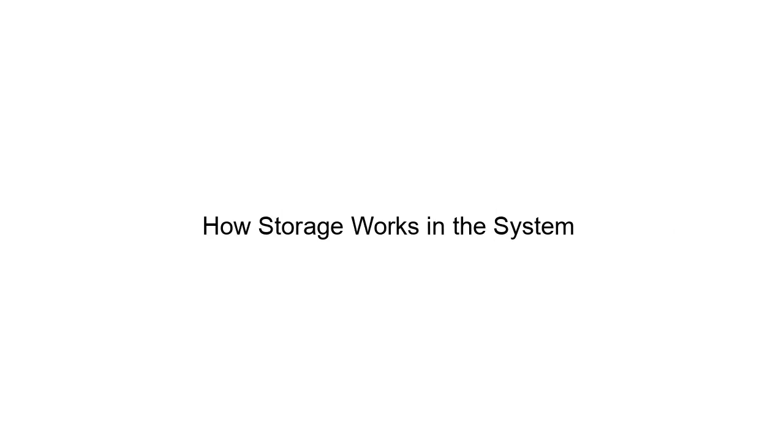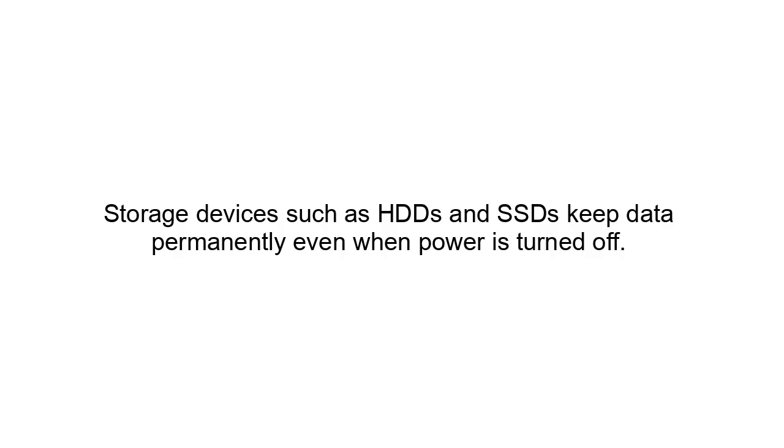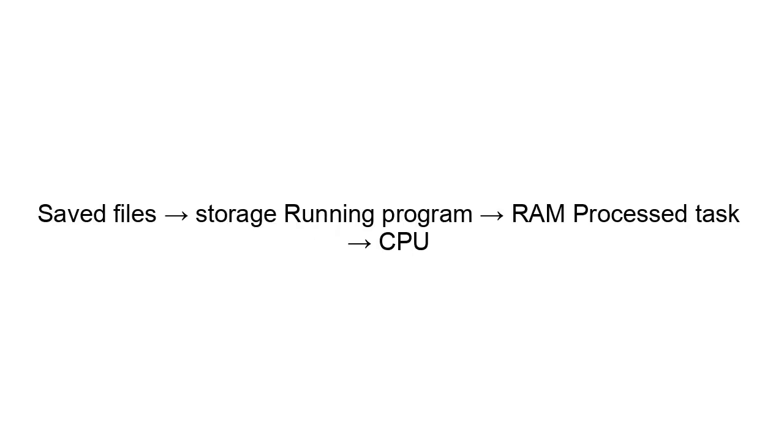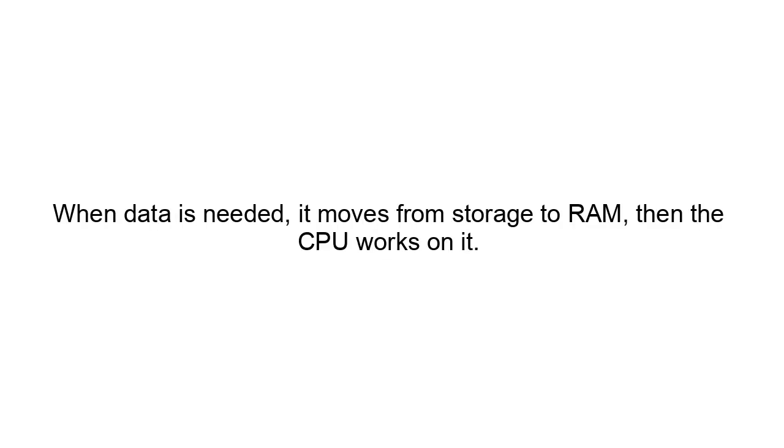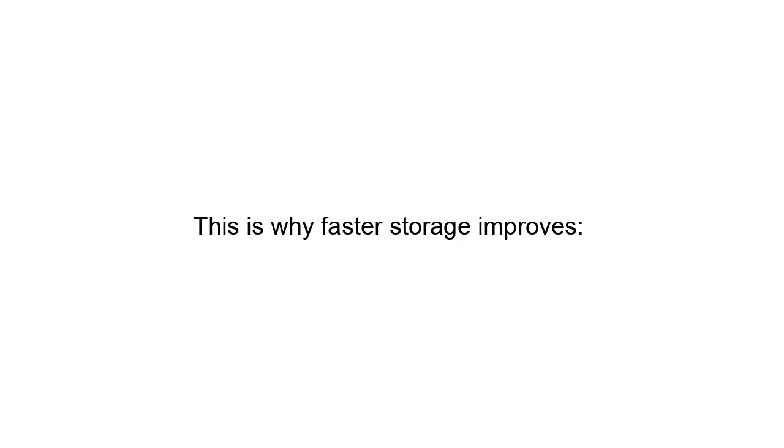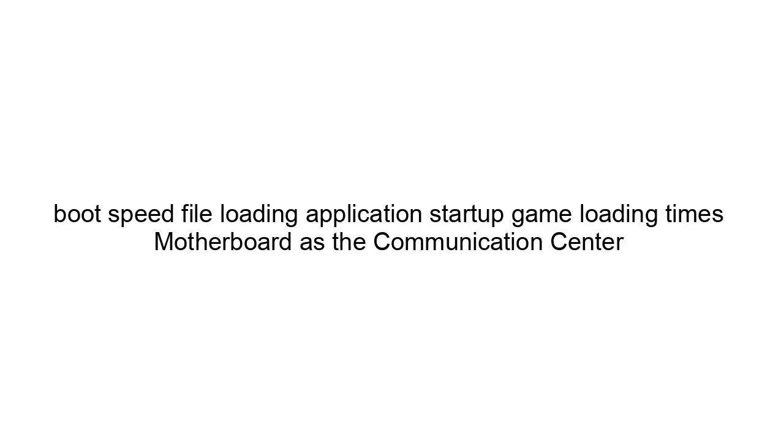How storage works in the system. Storage devices such as HDDs and SSDs keep data permanently, even when power is turned off. Example concept: saved files means storage. Running program means RAM. Process task means CPU. Storage is used for operating system files, applications, games, documents, photos, and videos. When data is needed, it moves from storage to RAM, then the CPU works on it. This is why faster storage improves boot speed, file loading, application startup, and game loading times.